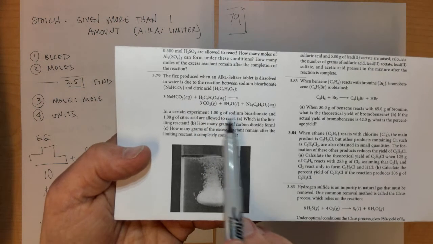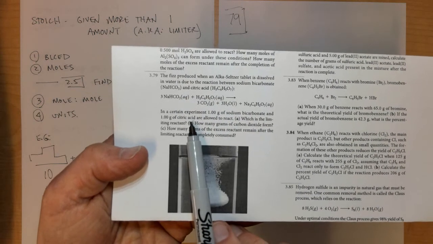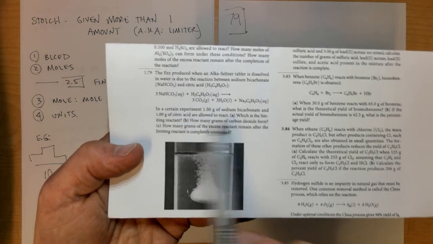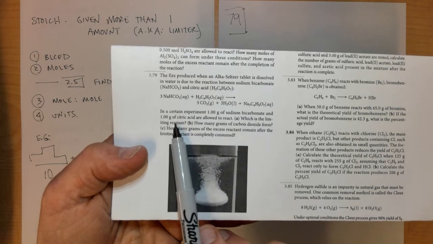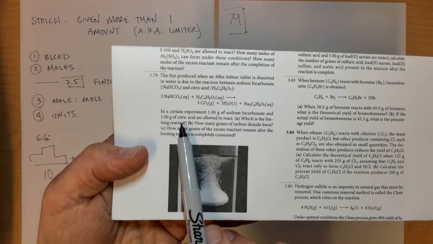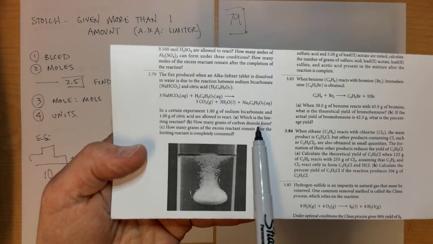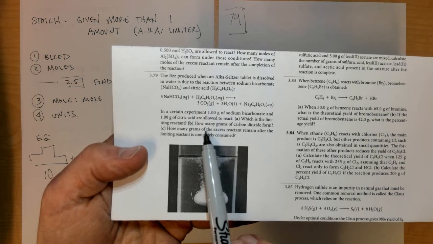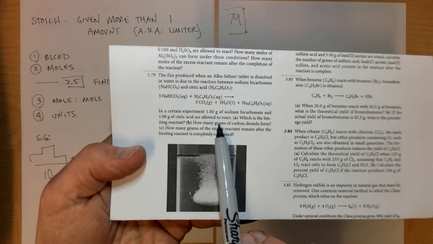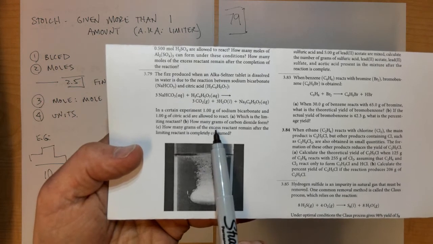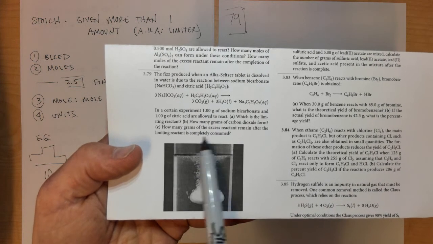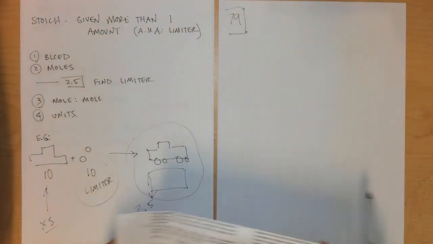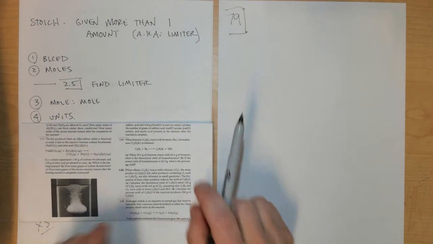In a certain experiment, 1 gram of sodium bicarbonate and 1 gram of citric acid are allowed to react. So 1 gram and 1 gram. Step A, what is the limiter? That's just what we needed to find out last time. Letter B, how many grams of carbon dioxide form? It wants to know how much of this forms, and it wants to know grams. Okay. And then letter C, how many grams of the excess reactant remain after the limiter is completely consumed? So 3 questions, just like we did for our example problem a little bit ago.